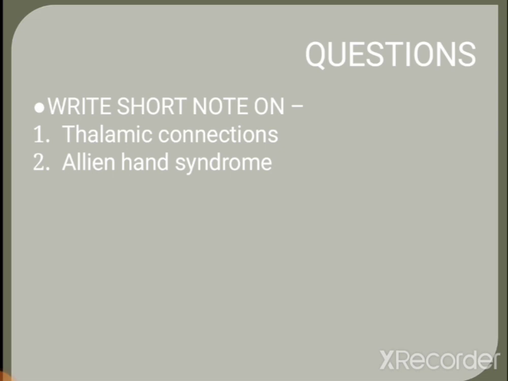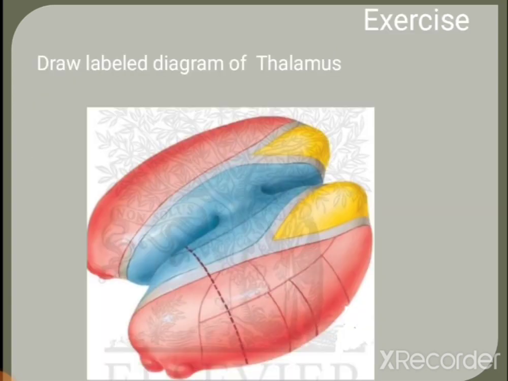And the questions related to this topic are: write a short note on thalamic connections. So you have to mention the different connections of the different nuclei of the thalamus. Then next, alien hand syndrome. Then for a practical file, you have to draw this colored diagram and label all the nuclei of the thalamus. So this completes your topic, thalamus.